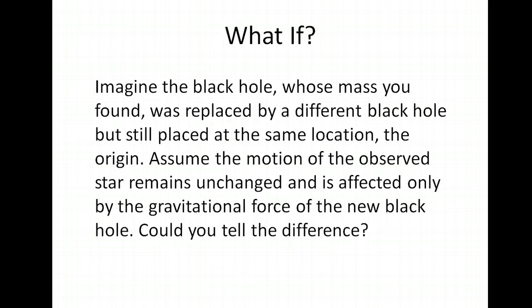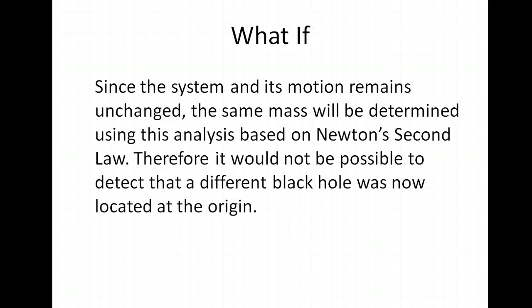What if the black hole whose mass you found was replaced by a different black hole, but the motion of the star around the black hole remained the same? Could you tell the difference? No, you could not. Since the system in its motion remains unchanged, the same mass will be determined using this analysis based on Newton's second law of motion. Therefore, it would not be possible to detect that a different black hole was now located at that position. Thank you.